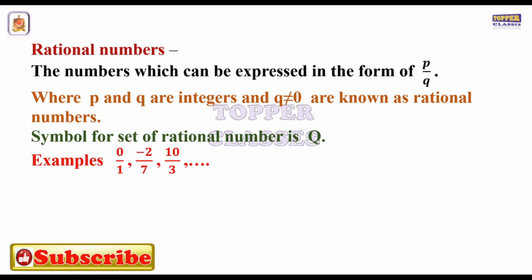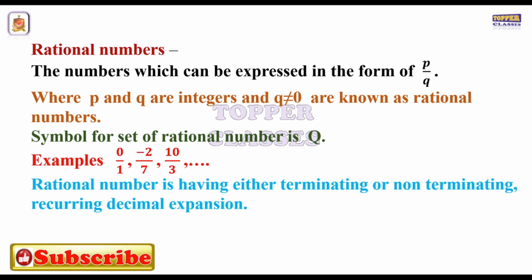Dear students, please try to make some examples of rational numbers. Write in the form of numerator and denominator. Take precaution that the denominator should not be 0. The numerator can be a positive number or negative number, because any number divided by 0 is meaningless.